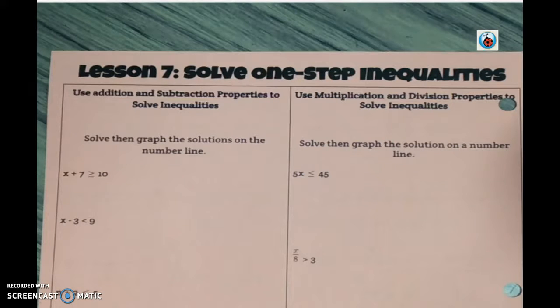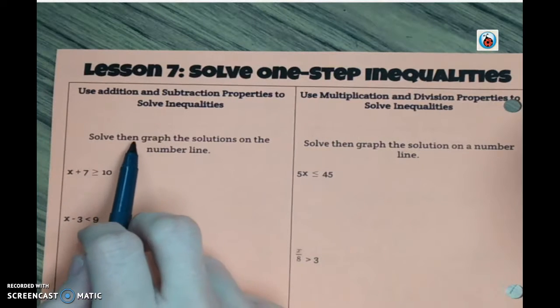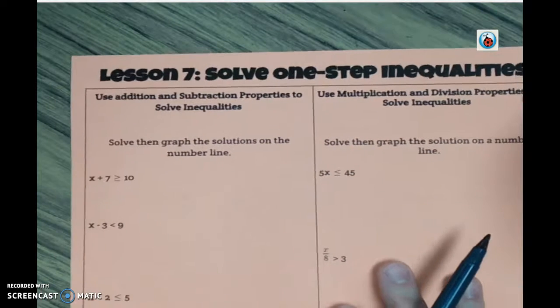Okay, and this is lesson 7 of chapter 8. We're going to be solving one-step inequalities just like we did in chapter 7 with regular equations. But this time after we solve them, we're going to graph it on a number line.